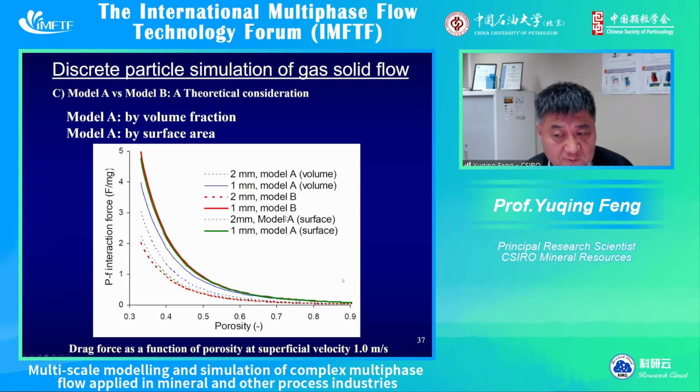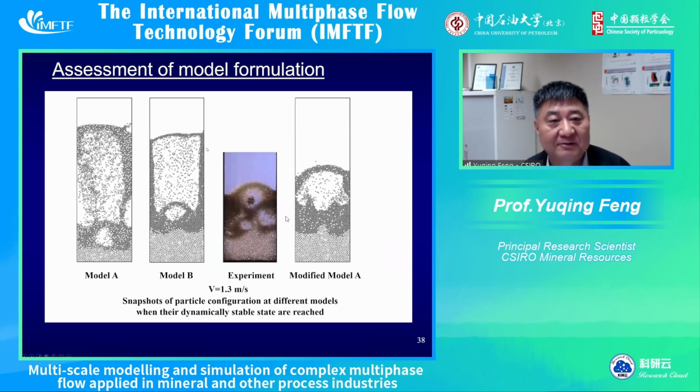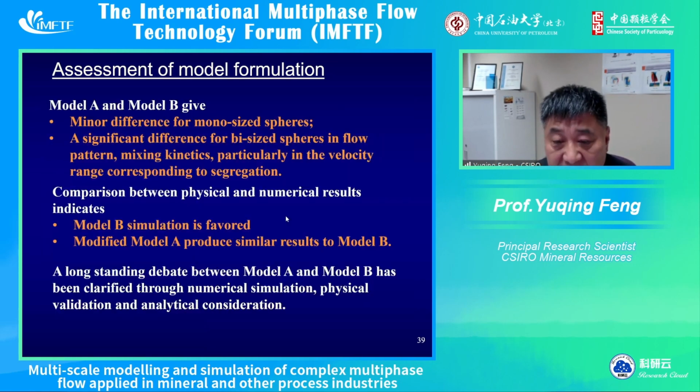You see the model A, model B, and experiment. If we choose model A but the pressure drop is shared by surface fraction, I can conclude it makes a minor difference for one-size particles, but for multi-size particles, model B is favored. So far I am very excited. I almost finished my PhD, but this is not what I discussed. A and B are partially right.